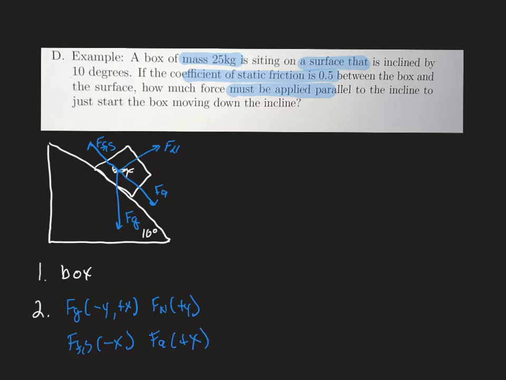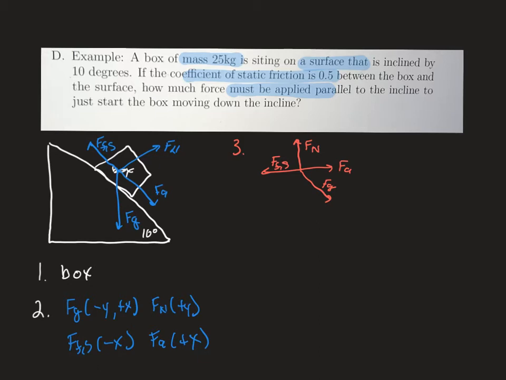Alright, so step 3 is to draw our free body diagram. So force normal is going to be in the positive y. Force applied is going to be in the positive x. The force due to gravity is in the fourth quadrant. And then force of friction is going to be in the negative x direction.